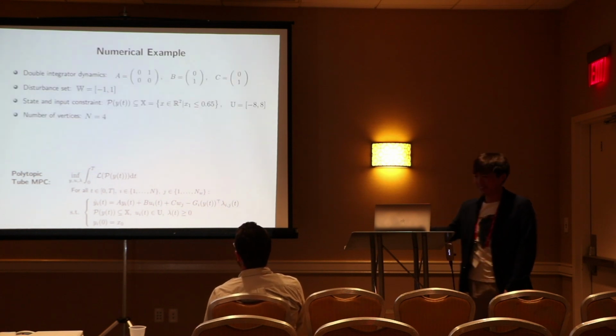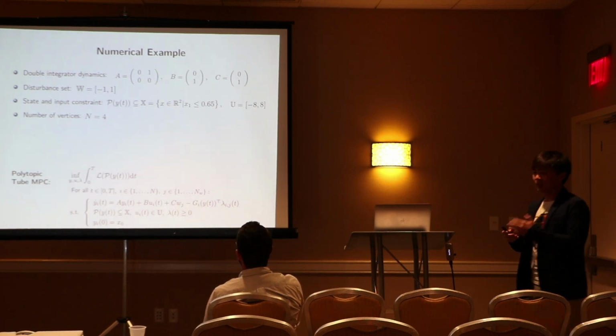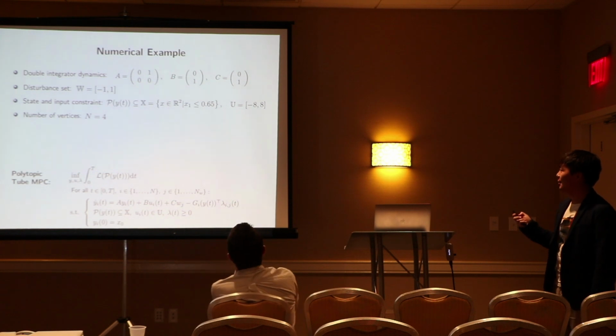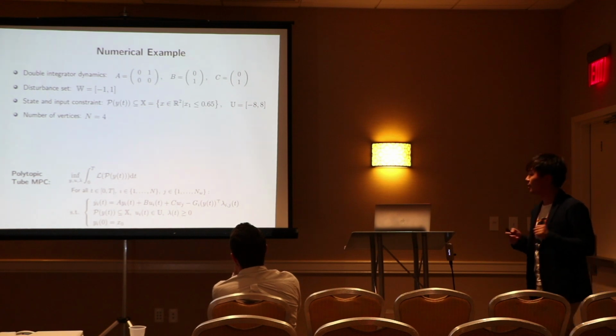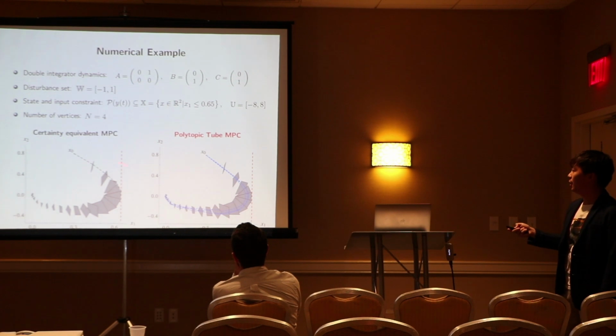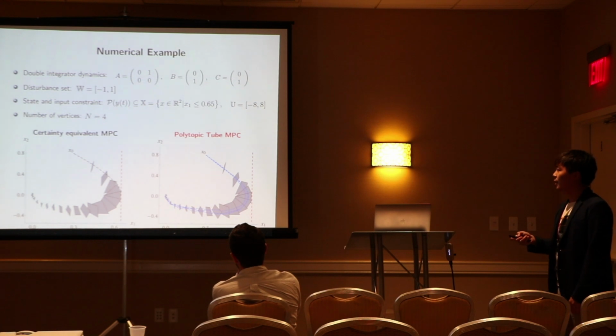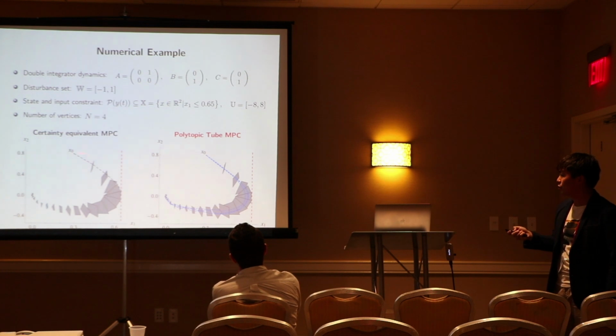So let me finally show you one of our numerical results. We considered a simple double integrator dynamics, and we have a state constraint on the first state, and we parameterize our tube using a polytope with 4 vertices. On the left-hand side, you can see the closed-loop trajectory, the black dashed line, using certainty equivalent MPC, which basically ignores the disturbance. And you can see that the disturbance simply drives the system to be infeasible at this point.